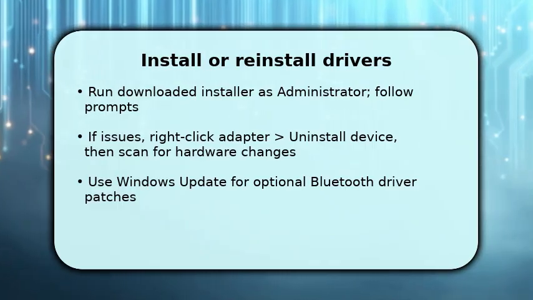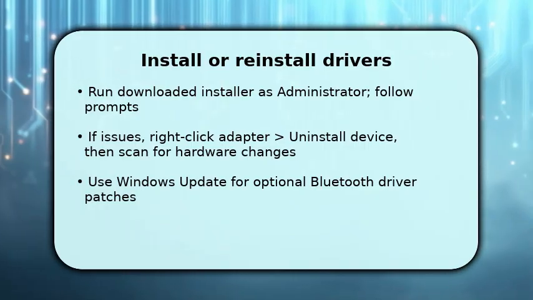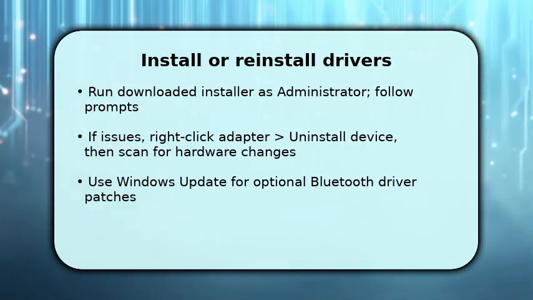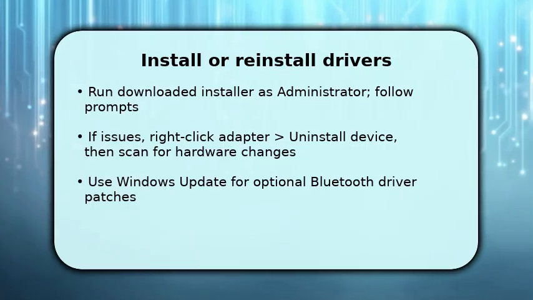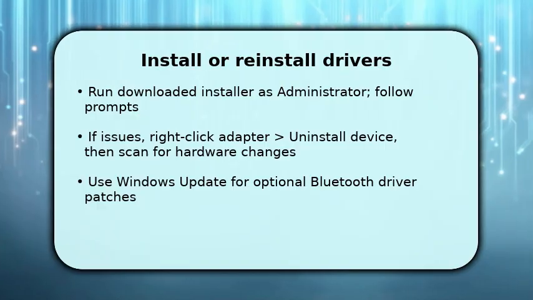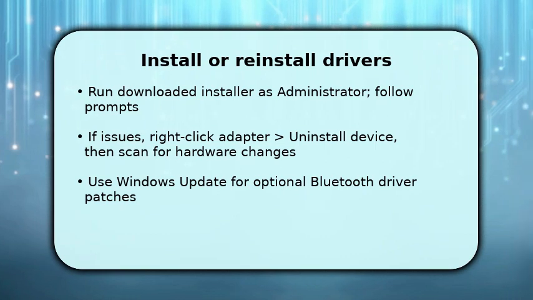If Bluetooth still misbehaves, open Device Manager, right-click the adapter and choose Uninstall Device, then select Scan for hardware changes to force a reinstall. Also check Windows Update for optional driver packages. These can include stability fixes. Doing this clears corrupted drivers.